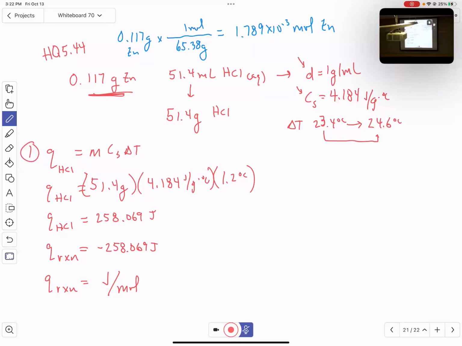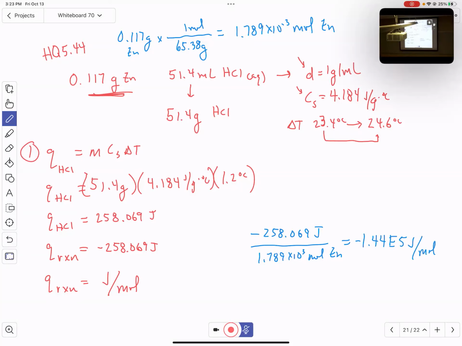And then we want joules per mole. So I literally just take that energy. I release 258 joules when I had 1.789 times 10 to the minus 3 moles of zinc in the reaction. So we divide those two, and it's going to give us units of joules per mole. We divide those two, and I get something like negative 1.44 e to the 5 joules per mole for that energy.